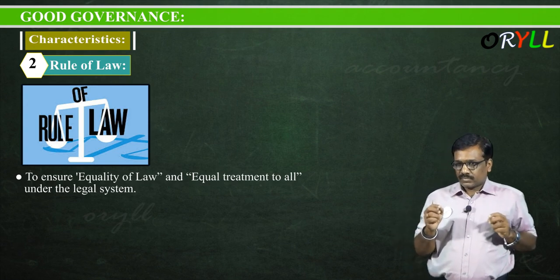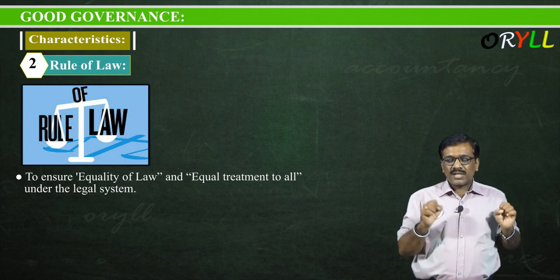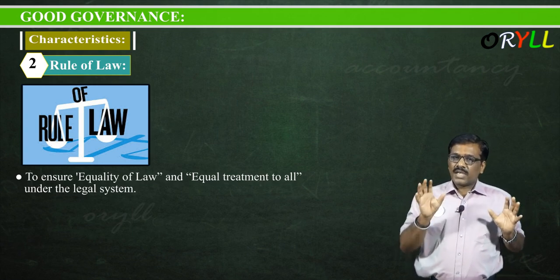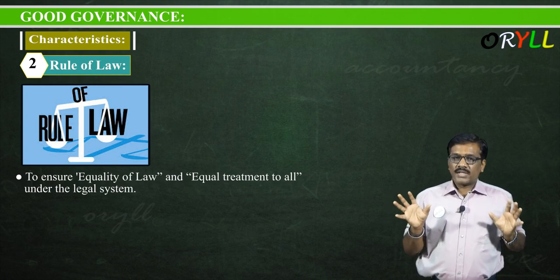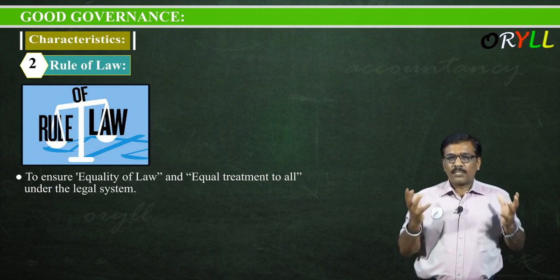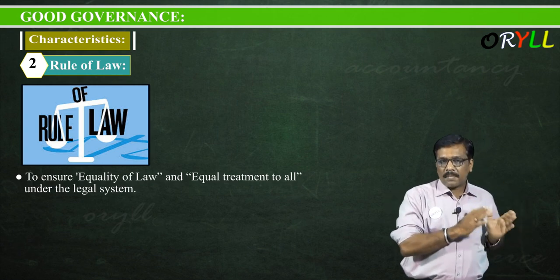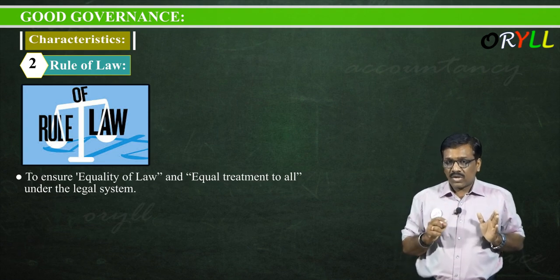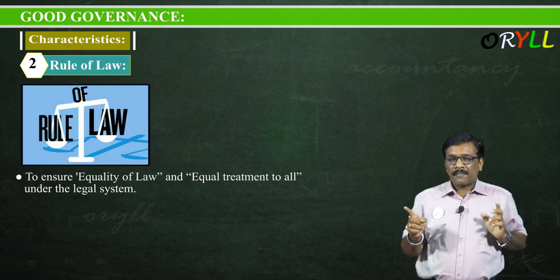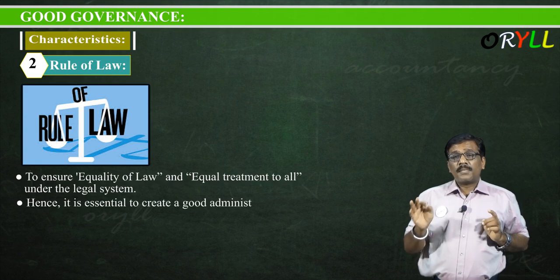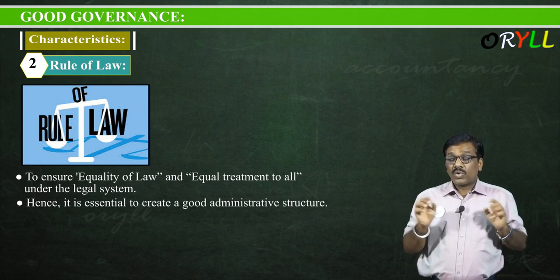If suppose a minister or a minister's son is violating a traffic law, the same challan will be imposed against them if there is no helmet or triple riding. And that is the same for the common man also. That is equality of law, or equal treatment to all. Hence, it is essential to create a good administrative structure. If you have a proper and good administrative structure, you can implement this rule of law.